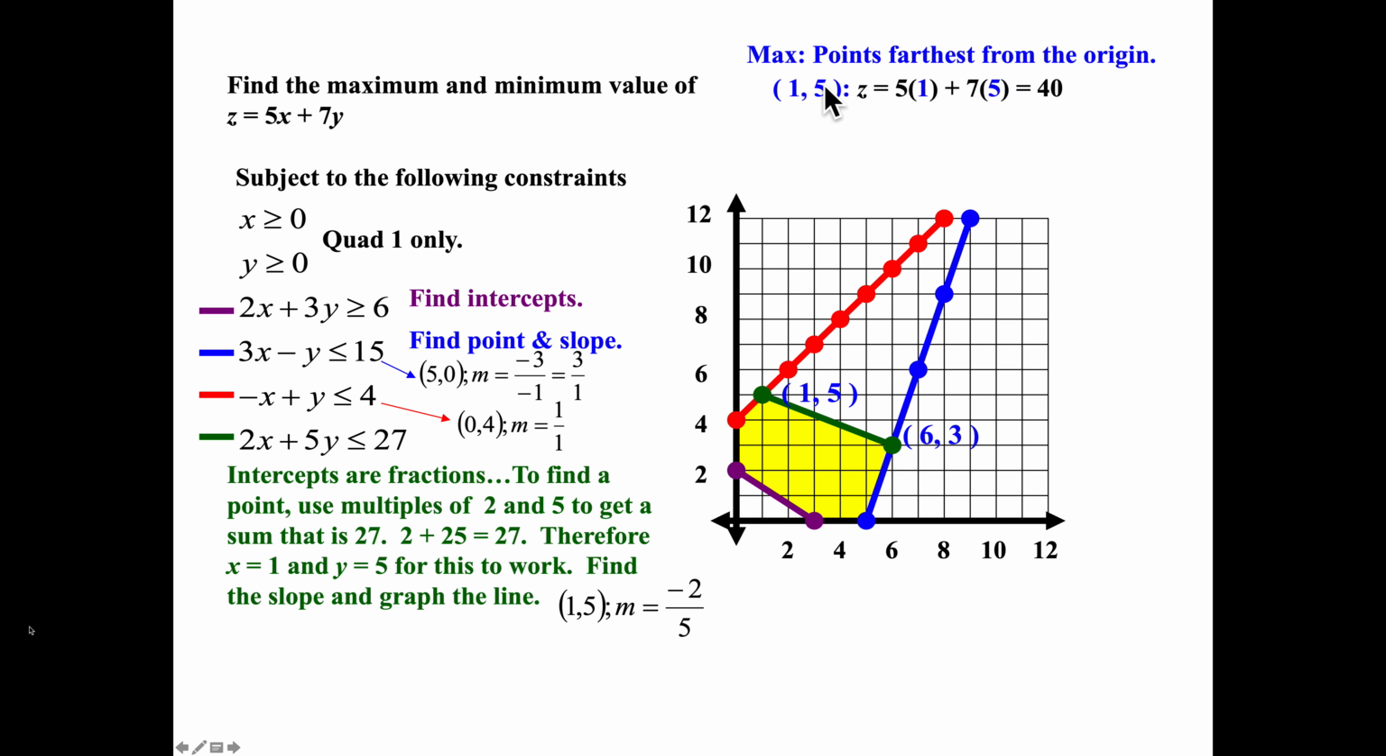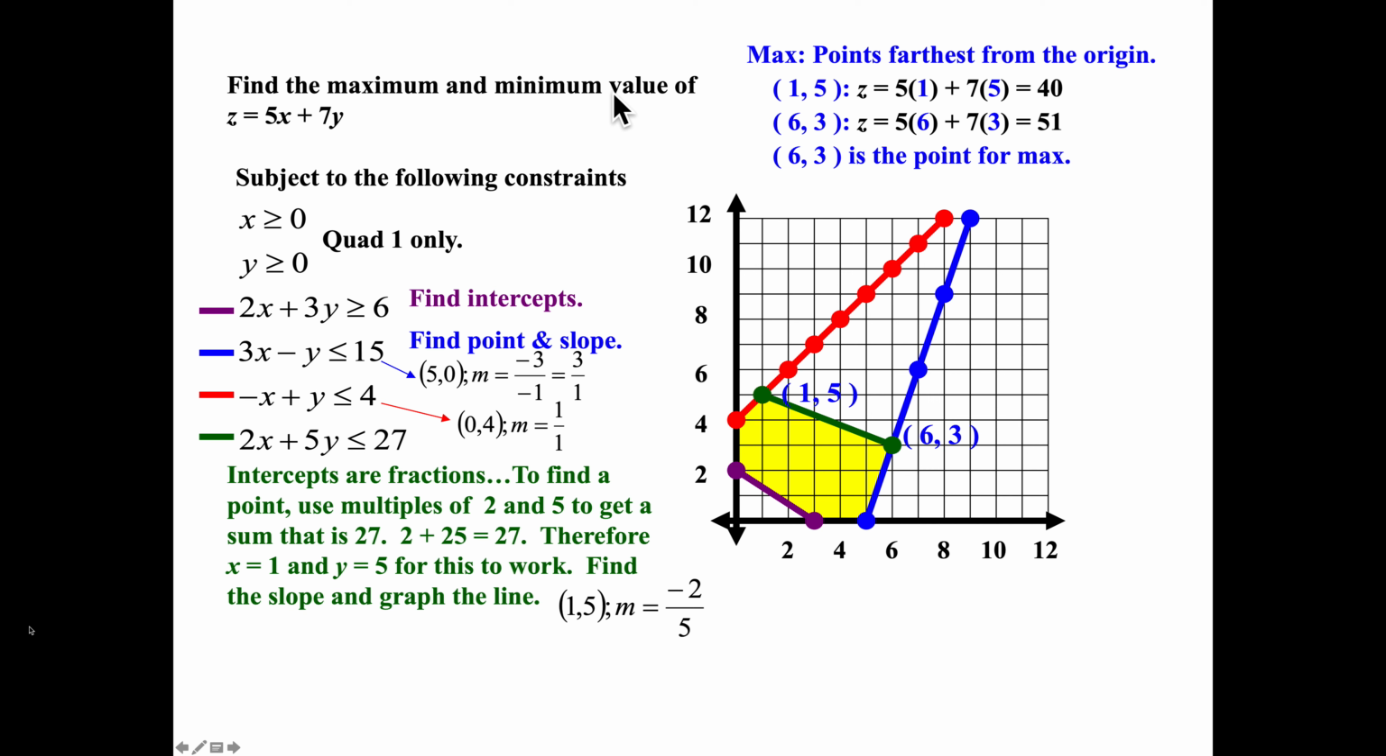So at 1, 5, 5 times 1 plus 7 times 5, 5 plus 35 is 40. Test the 6, 3, 5 times 6 is 30, 7 times 3 is 21. That adds up to be 51. So this point, 6, 3, is the point that's going to maximize my objective function.